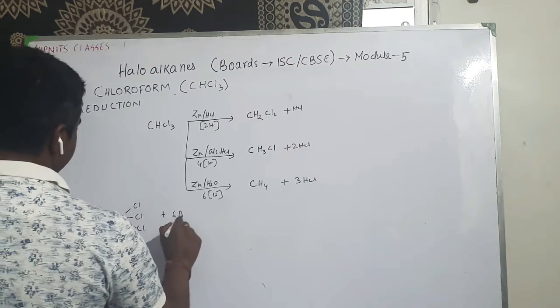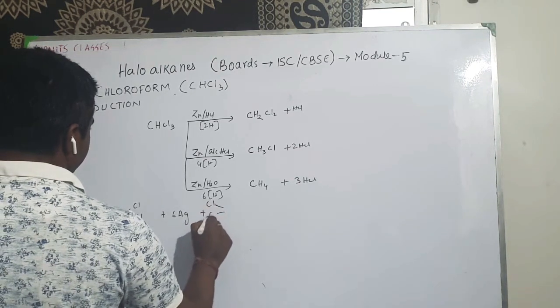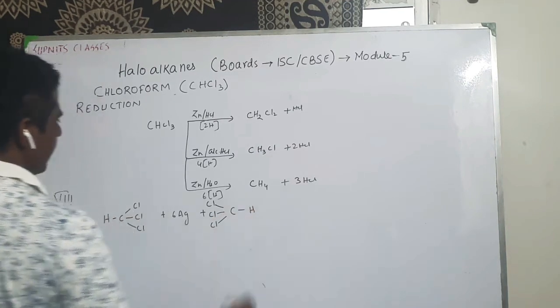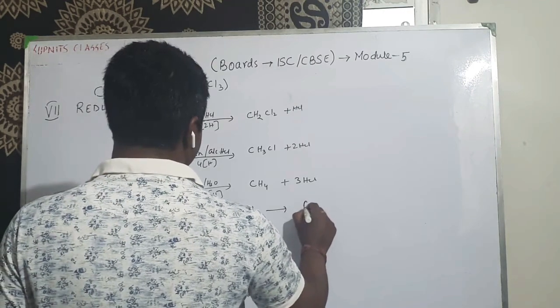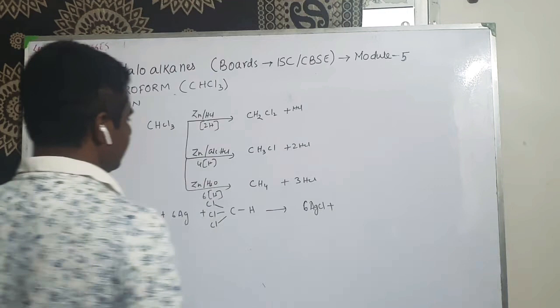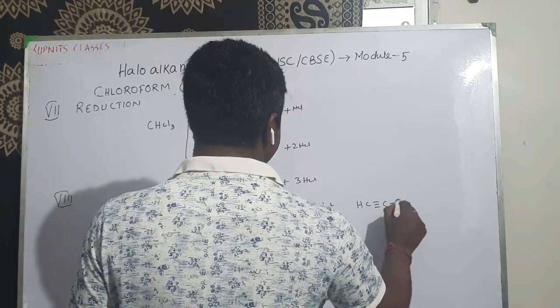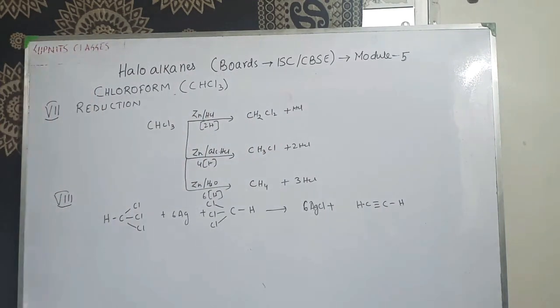Plus 6 Ag. You have to heat Ag. Okay, you have to heat Ag, otherwise it will not work. 6 AgCl plus acetylene. Okay, so that ends chloroform for us.